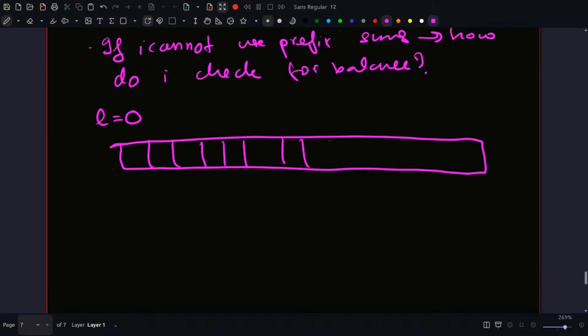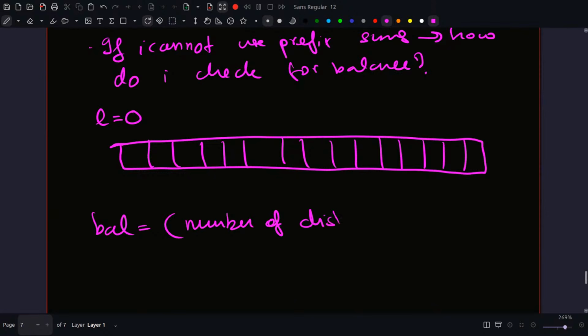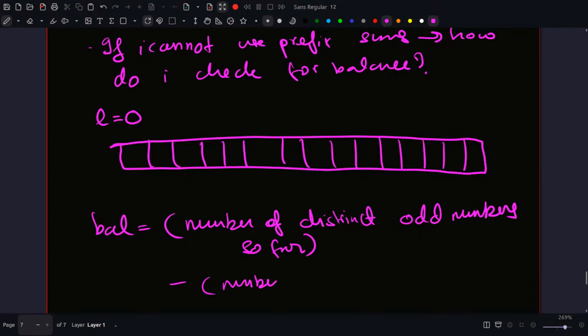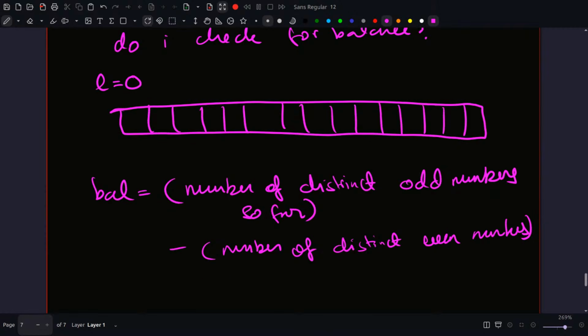Okay. So let me just define it like this. Balance is going to be the number of distinct odd numbers so far, minus the number of distinct even numbers so far. Right, so every time I see a new odd number, it will be +1. New even number, it will be -1. So every point which has a 0, that point will be balanced.